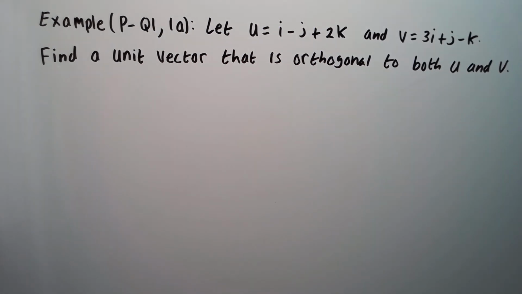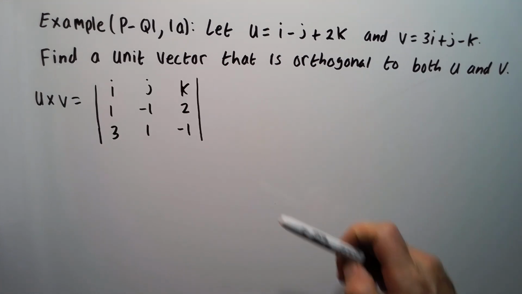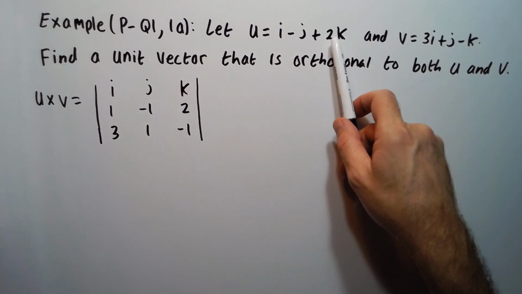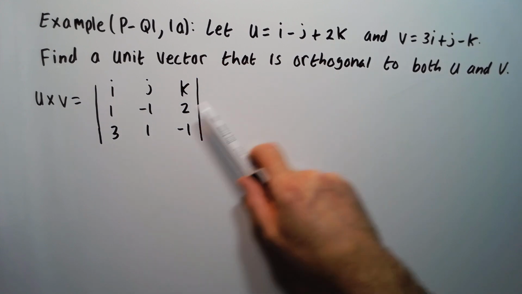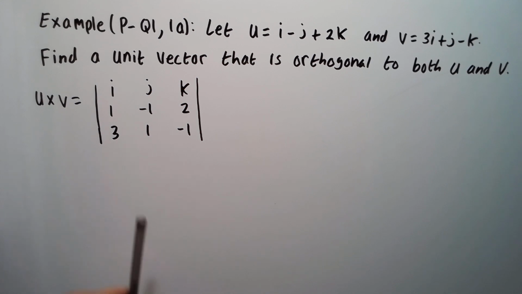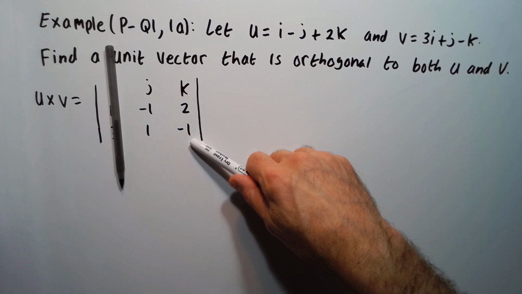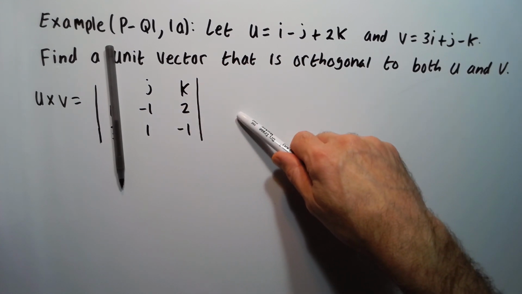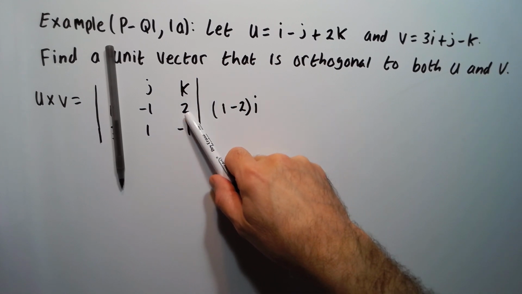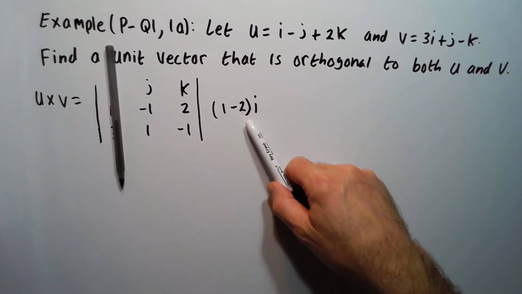Let me write the definition of a cross product now. I do my i, j, k, then I have my u vector, so it'll be 1, minus 1, 2 as coefficients, and then 3, 1, minus 1 for the bottom row. Then to do the cross product, we'll cover the i column, and it'll be minus 1 times minus 1, minus 2 times 1. That's the i component. Minus 1 times minus 1 is plus 1, then 2 times 1, so minus 2 here.